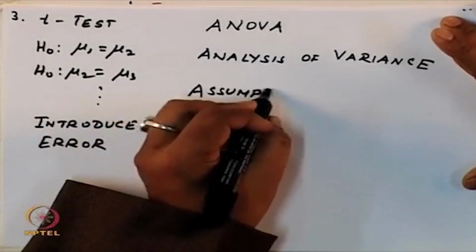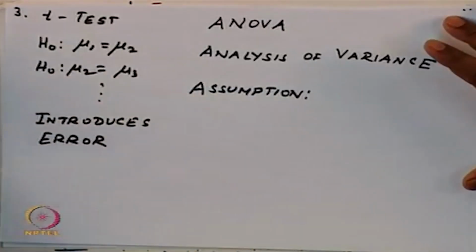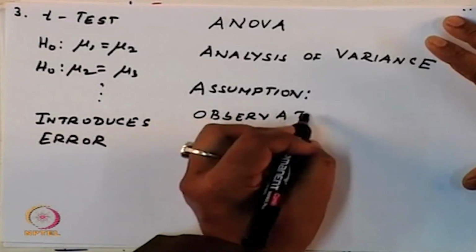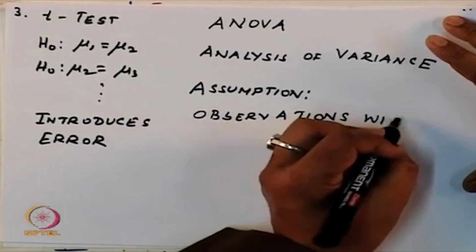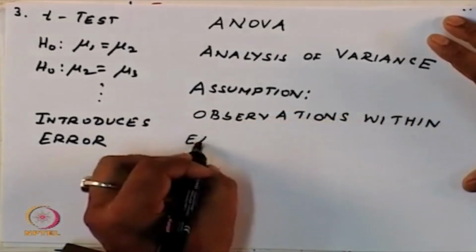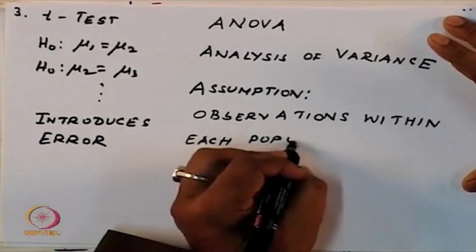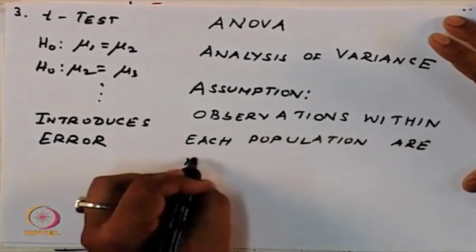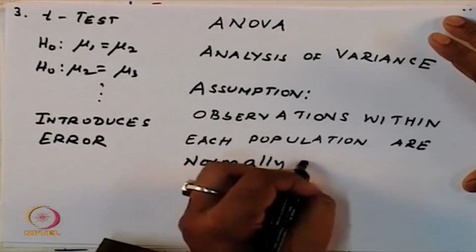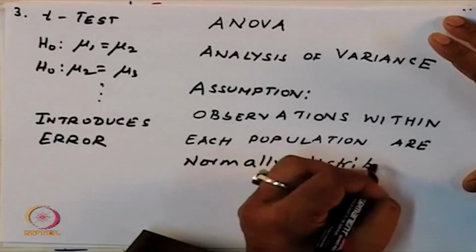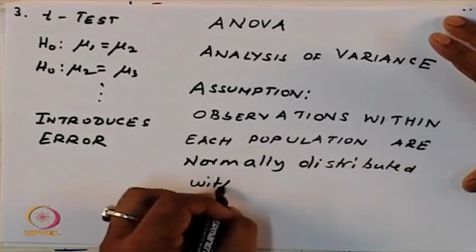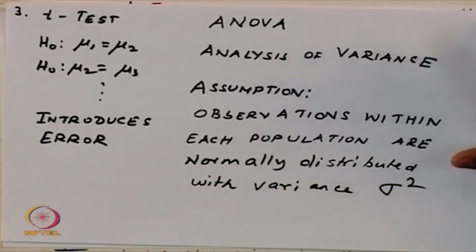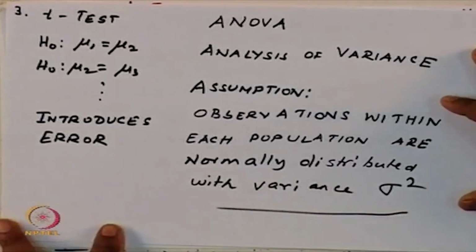The primary assumption of this approach is that the observations within each population are normally distributed with variance sigma square. So, essentially the variance for each population is the same.